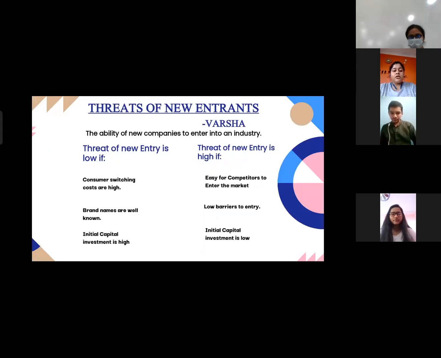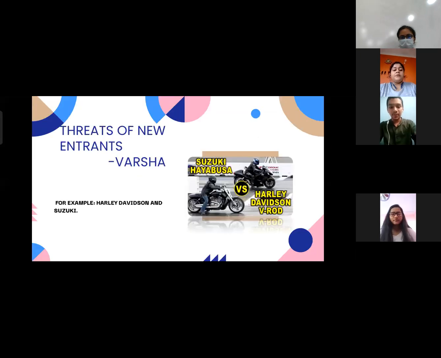So the first point, threats of new entrants. New entrants bring new capacity to an industry and a desire to gain market share. The higher the entry barrier, the lower will be the threat. In this scenario, consumer switching costs are high, brand names are well known, and the initial investment is high. And when the entry barrier is low, there will be a high threat. In this scenario, it is easy for competitors to enter the market, and the initial capital investment is low. Now let's understand this point with an example.